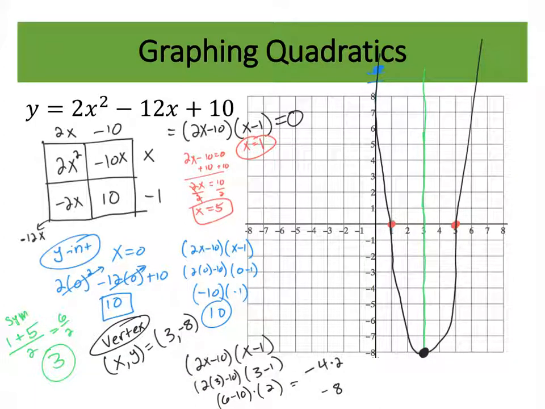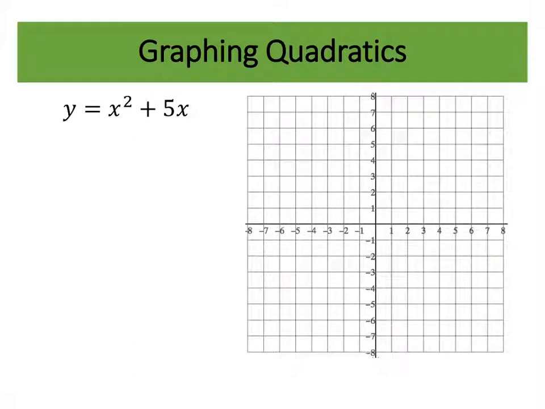I've tried to color coordinate it so that the y-intercept is blue, the x-intercepts are red, the line of symmetry is green, and the vertex is black. If that helps you out, then hopefully you can pause the video and kind of explore how I did all of those pieces. And as always, you can always email me if you need to.